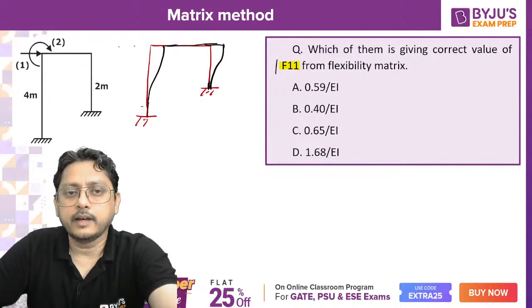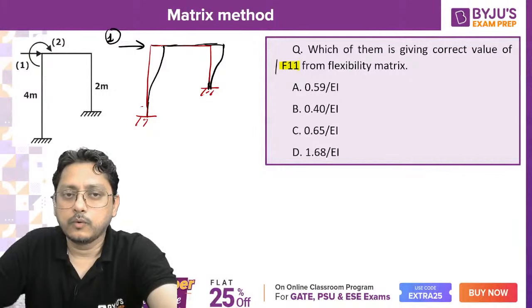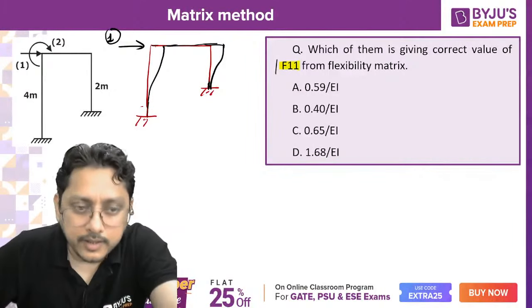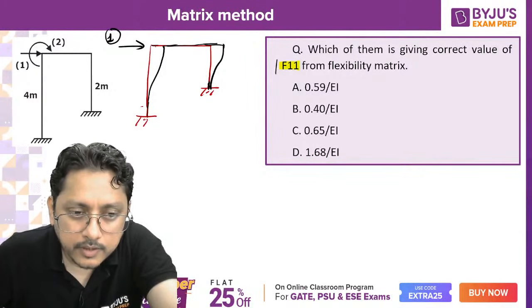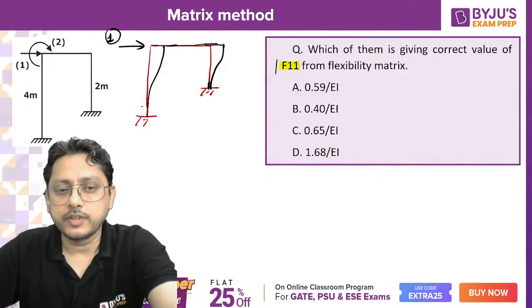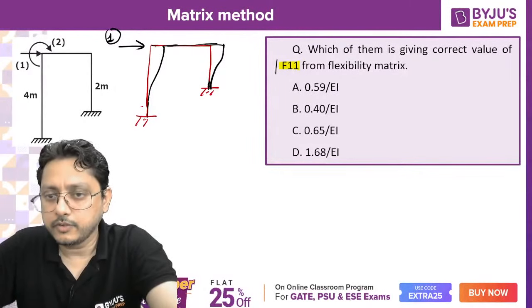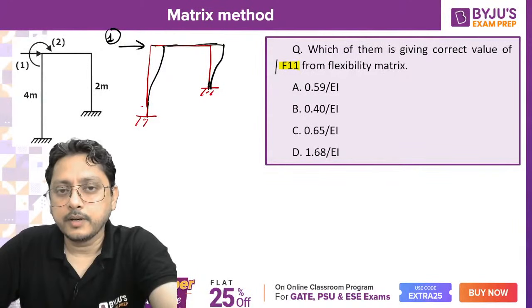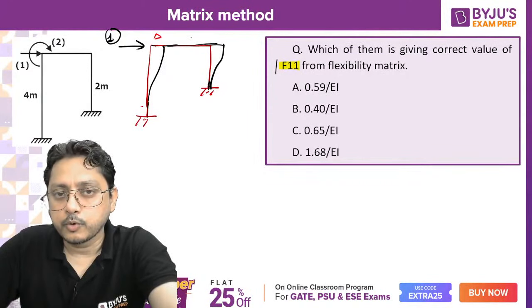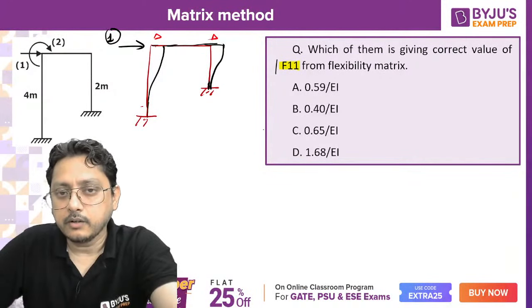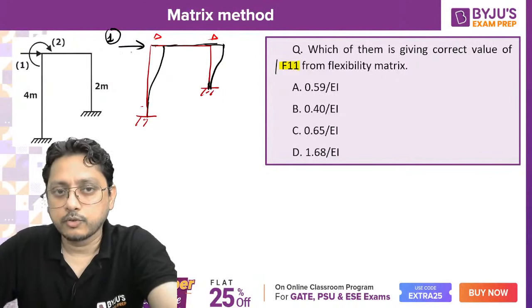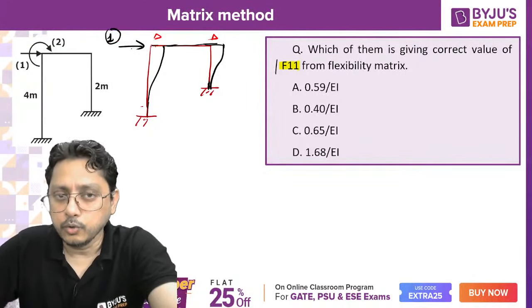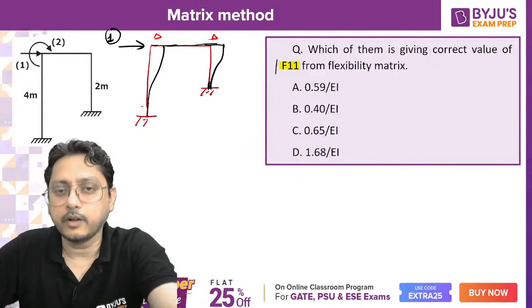Now, providing the unit force in the coordinate direction 1, what is the displacement? We want to generate the flexibility matrix for this one, right? Suppose I'm providing a unit kilonewton load, what will happen here? The unit kilonewton load is going to produce delta. That displacement I'm more interested in, so I'm just providing a unit kilonewton.